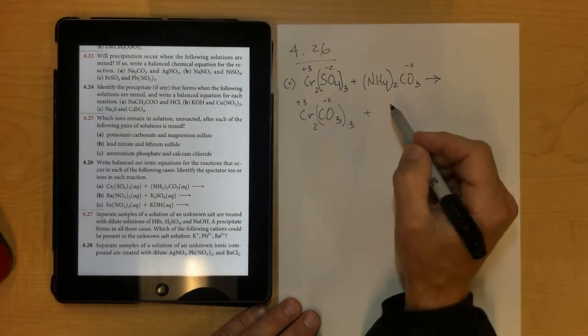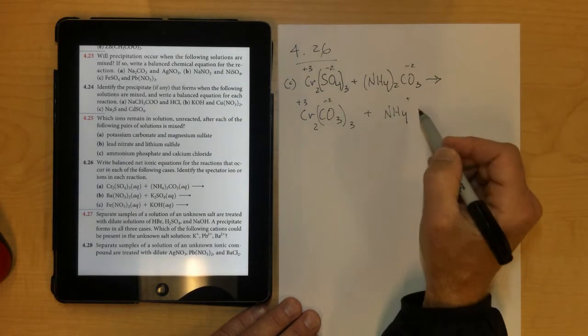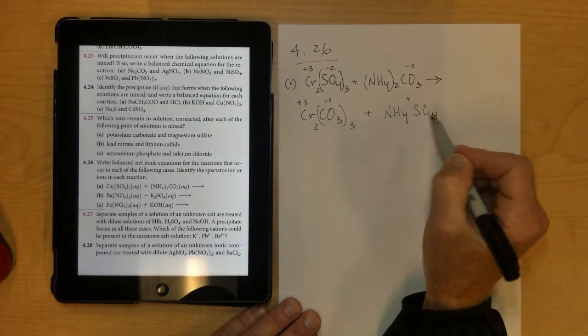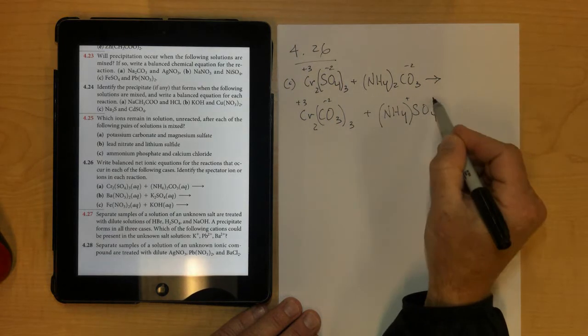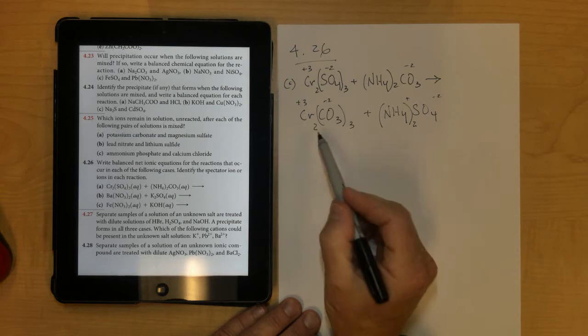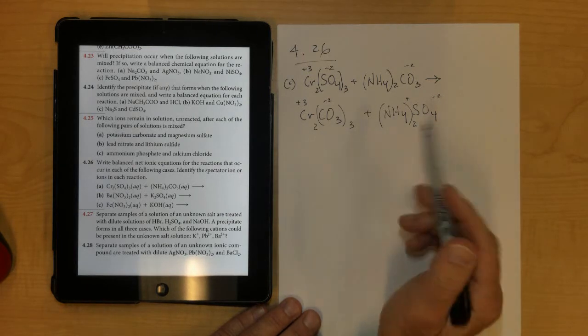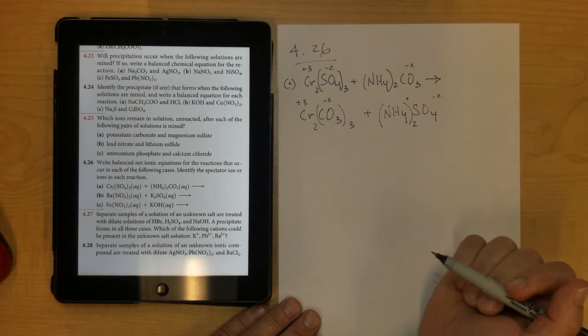And then the ammonium right here, NH4, which is always positive 1, is going to go with the sulfate, so we're going to end up with SO4 over here. Sulfate, of course, is minus 2, so make sure that you have 2 of them. Notice when I write the reaction, I make sure that I have the charges balanced out over here first before I go and balance the chemical reaction.